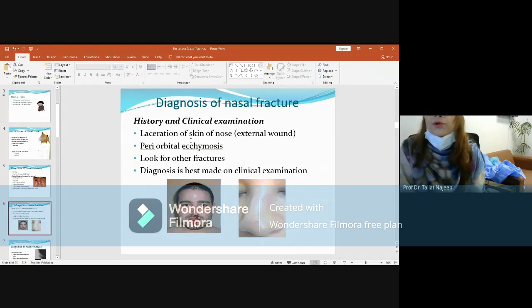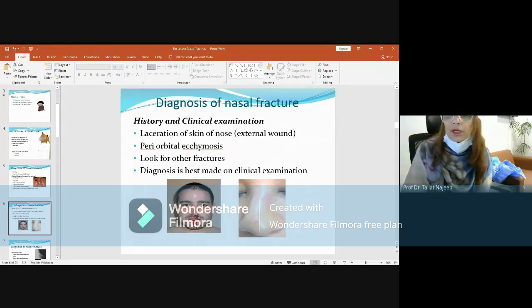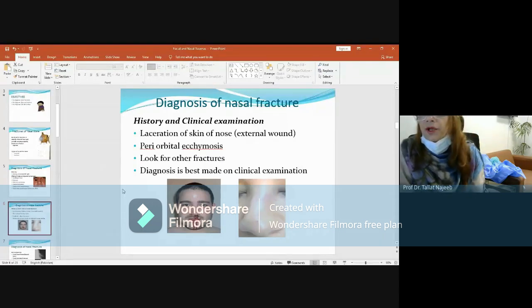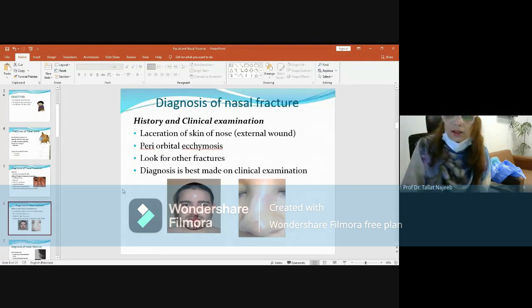So diagnosis of nasal bone fracture is best made by clinical examination like this. You will see a swollen nose, there may be some bruising. When you palpate, there will be obvious tenderness. You can palpate the broken ends of the nasal bones if there is a fracture, that is called step deformity. Then there is a feeling of crackling sounds beneath the skin, like an eggshell crackling sound.